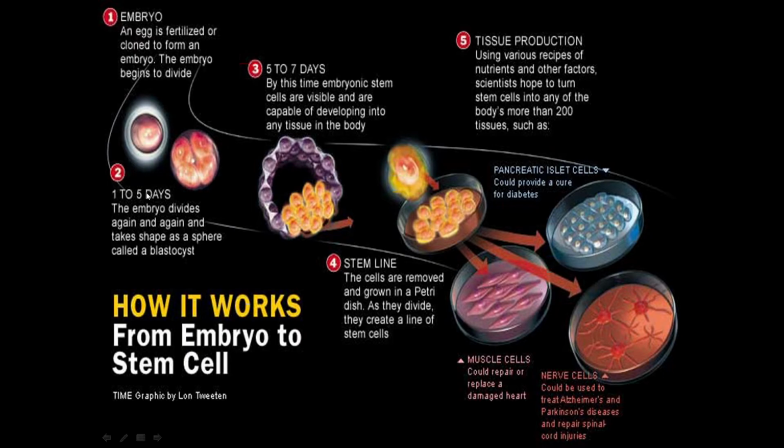After 1 to 5 days, the embryo divides again and again and takes shape as a sphere called a blastocyst. After 5 to 7 days, the embryonic stem cells are visible. After that, the cells are removed and grown in petri dishes, and we add some nutrients and factors. Finally, the stem cells can become any of the body's more than 200 tissues, such as muscle cells, nerve cells, pancreatic cells, epithelial cells, liver, kidney and connective tissue.